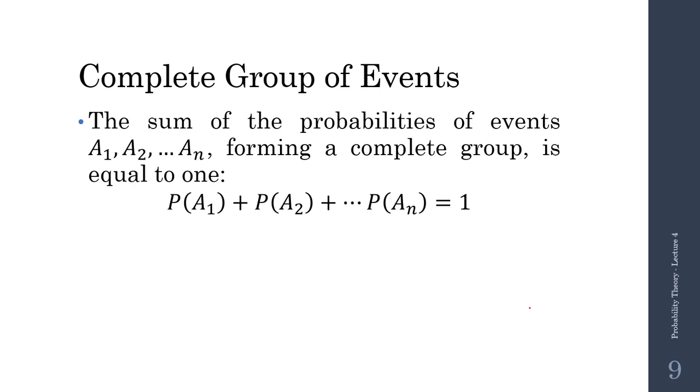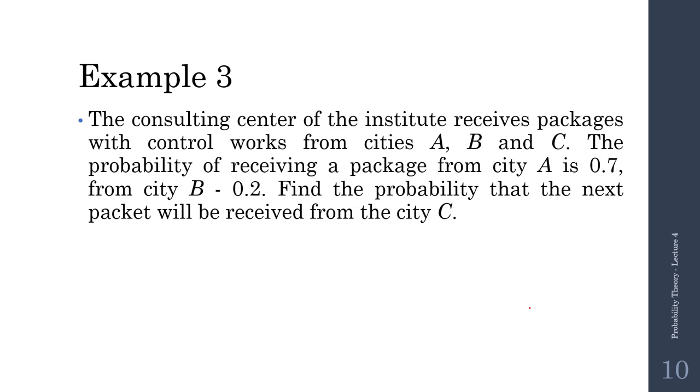Complete group of events. The sum of the probabilities of events A1, A2, up to An forming a complete group is equal to 1. Here's an example. The consulting center of the institute receives packages with control works from cities A, B, and C. The probability of receiving a package from city A is 0.7, so P of A equals 0.7. The probability of receiving a package from city B, P of B, equals 0.2. Find the probability that the next packet will be received from city C. So P of C is unknown.